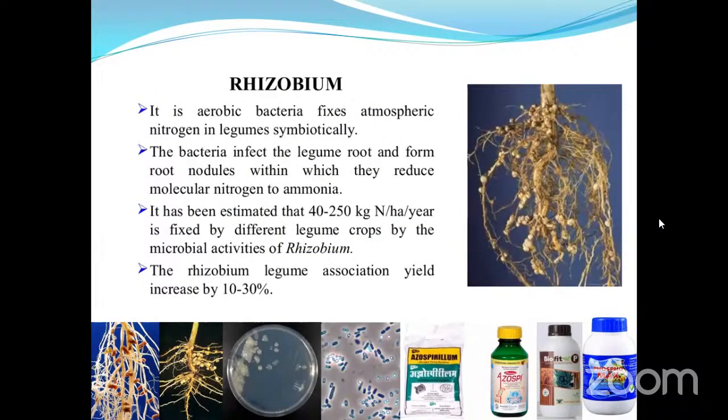So the first thing is Rhizobium. This is important because in our input, nitrogen is a main input, and it costs much to the farmer. So in case of legumes mostly, the Rhizobium inoculation reduces the nitrogen dose drastically. Rhizobium is the aerobic bacteria which fixes atmospheric nitrogen in legumes symbiotically. Bacteria infect the legume root and form root nodules, within which they reduce the molecular nitrogen into ammonia.